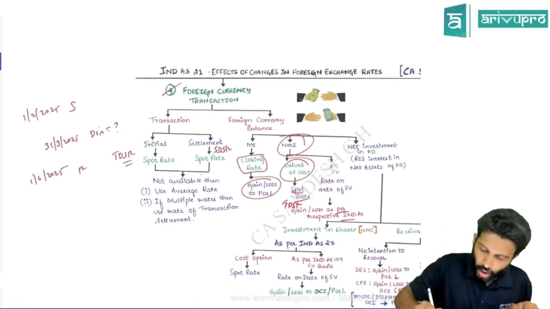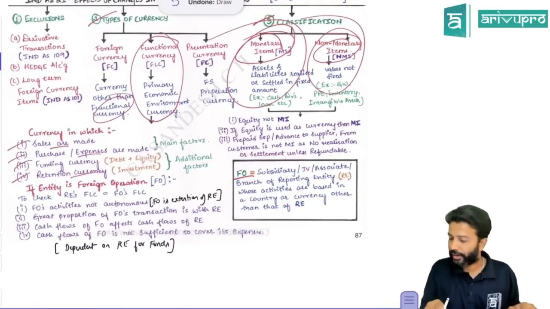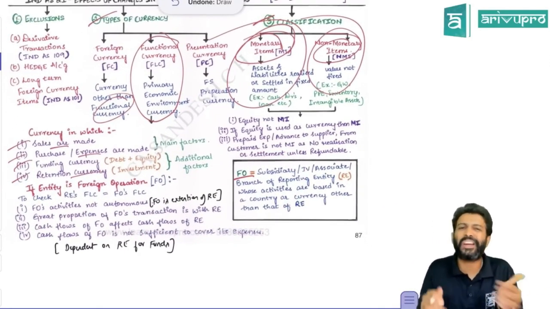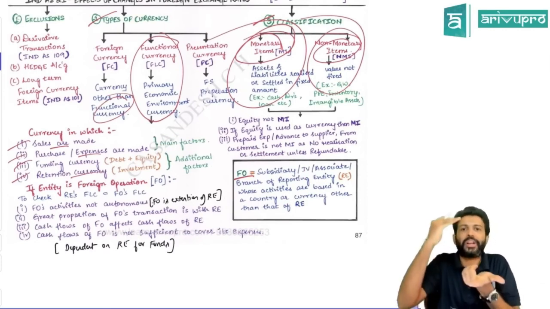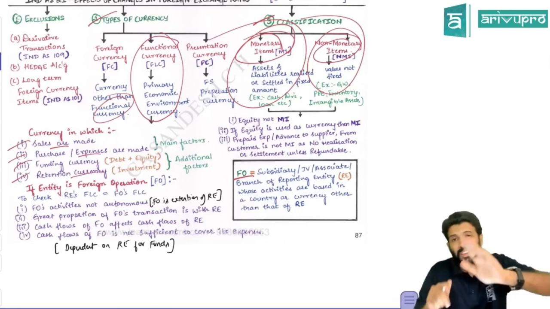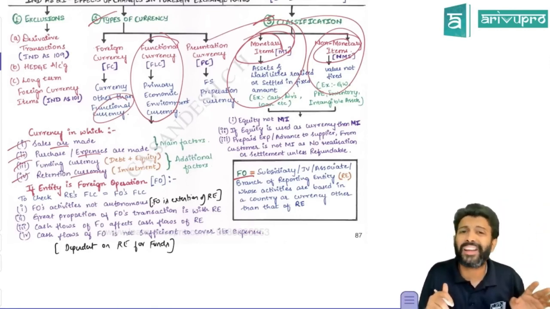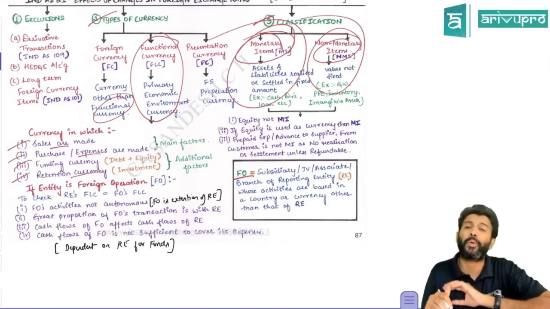Okay. Next is what you need to know, what is a foreign operation. Foreign operation I'm referring to here as FO. Foreign operation means it could be a subsidiary, joint venture, associate or any branch. That is either located in a country outside that of the reporting entity or that is operating in a currency other than that of the reporting entity's currency.